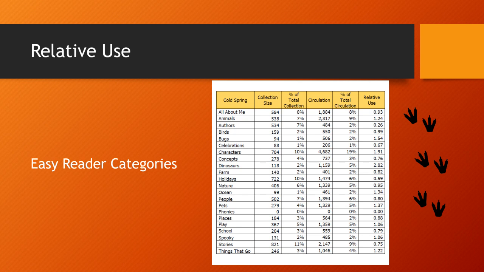Gotcha. And we just noticed there's no phonics titles. Is there a particular reason for that? We do have phonics as a shelf location, and they are separated at the branches. When we say easy readers, we're referring to picture books. We have a separate section for beginning readers, and phonics are included with the beginning readers. If that makes sense.